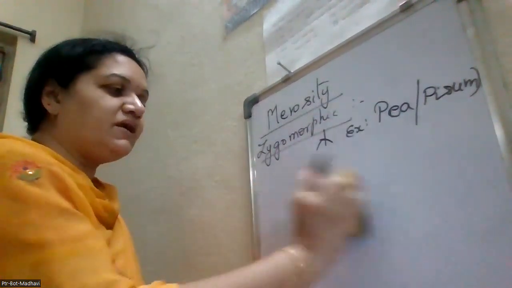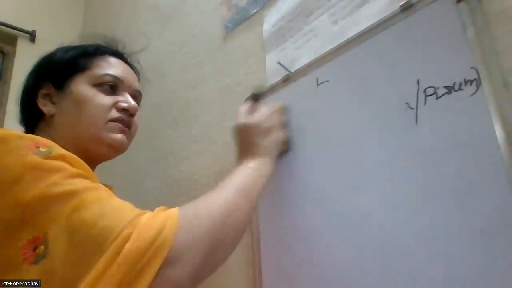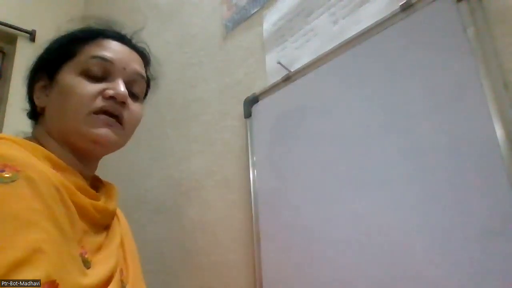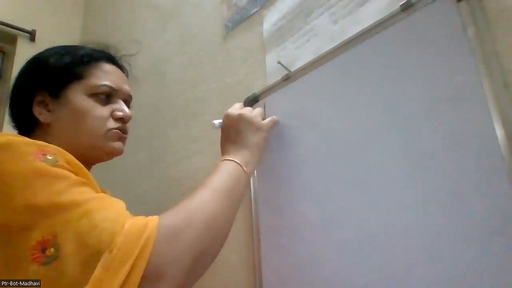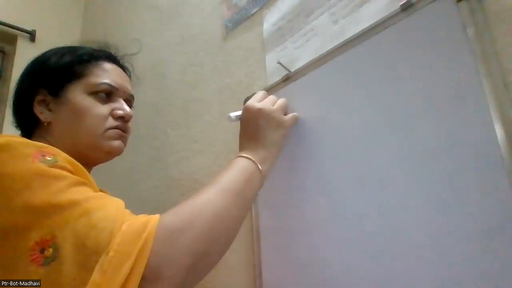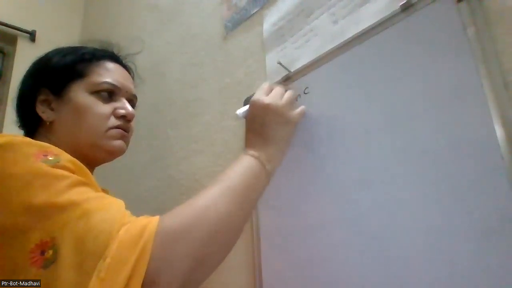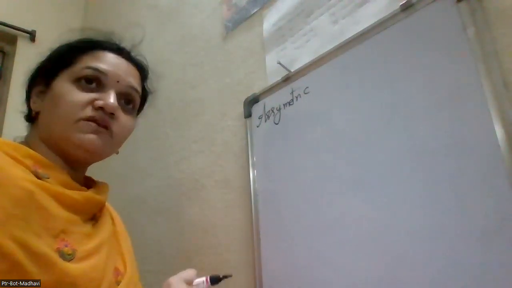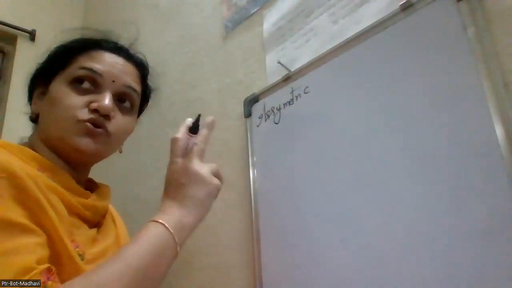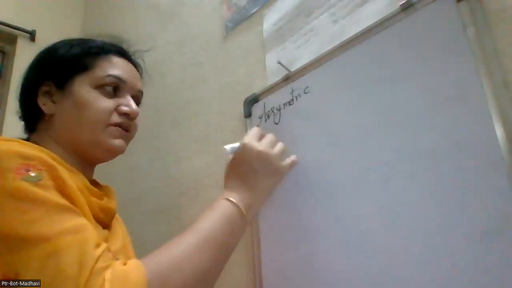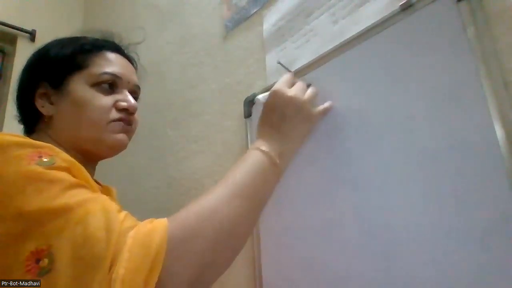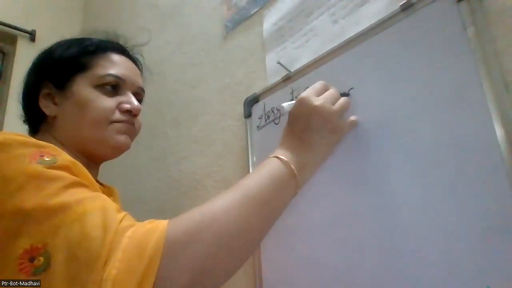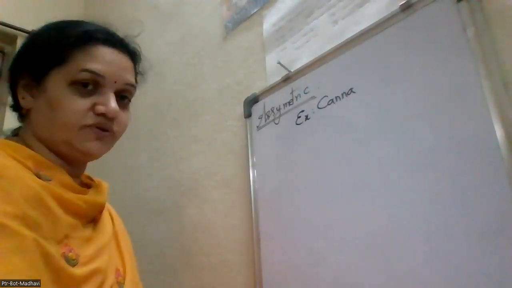Next one is the asymmetric. That means when the flowers cannot be divided into two equal parts in any plane, that is called as the asymmetric flower. Example for this is the Canna indica. Canna also we can try.